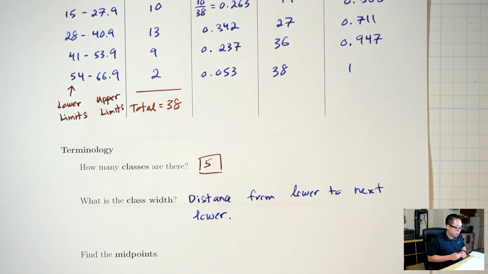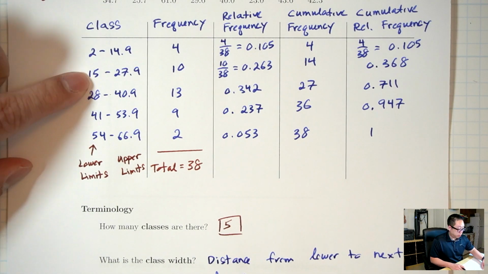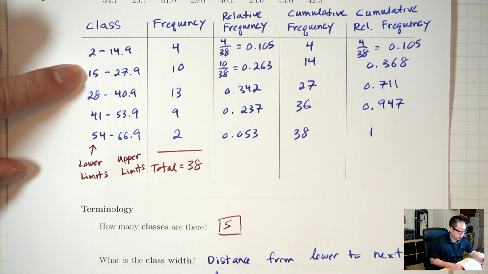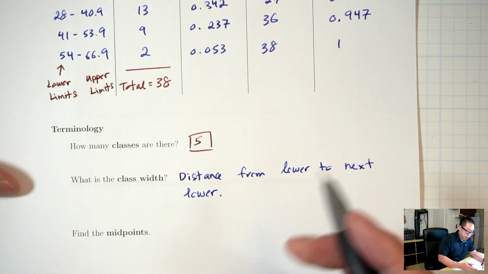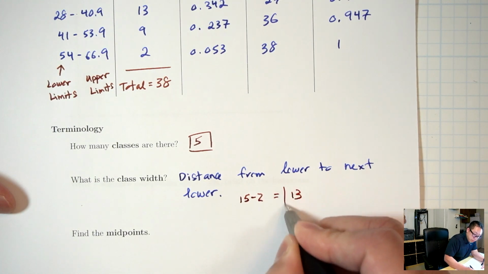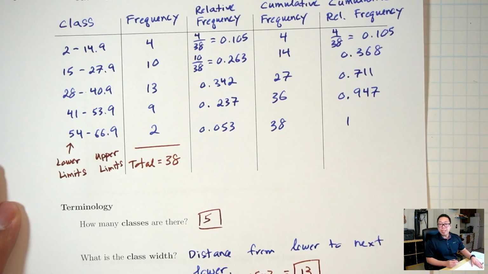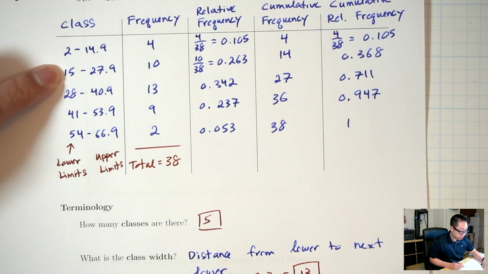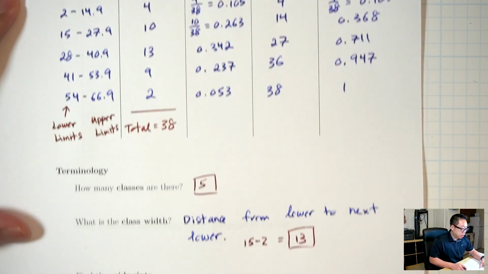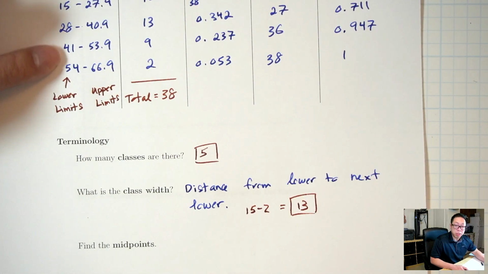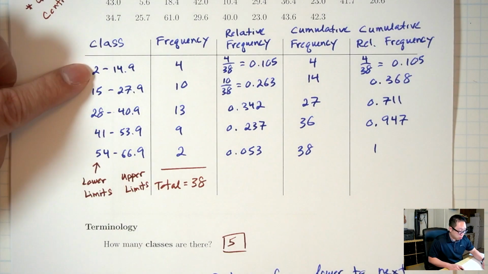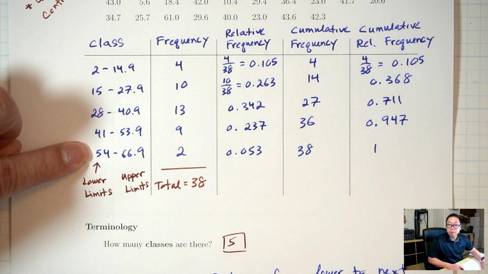In this case, 2 is a lower and 15 is the next lower. What is the distance from 2 to 15? The easy way is to take 15 minus 2, and that's 13. You can do this with any lower. If I take 15 and the next one is 28, 28 minus 15 is also 13. So all of the lowers are going up by 13. That's what the class width tells me.